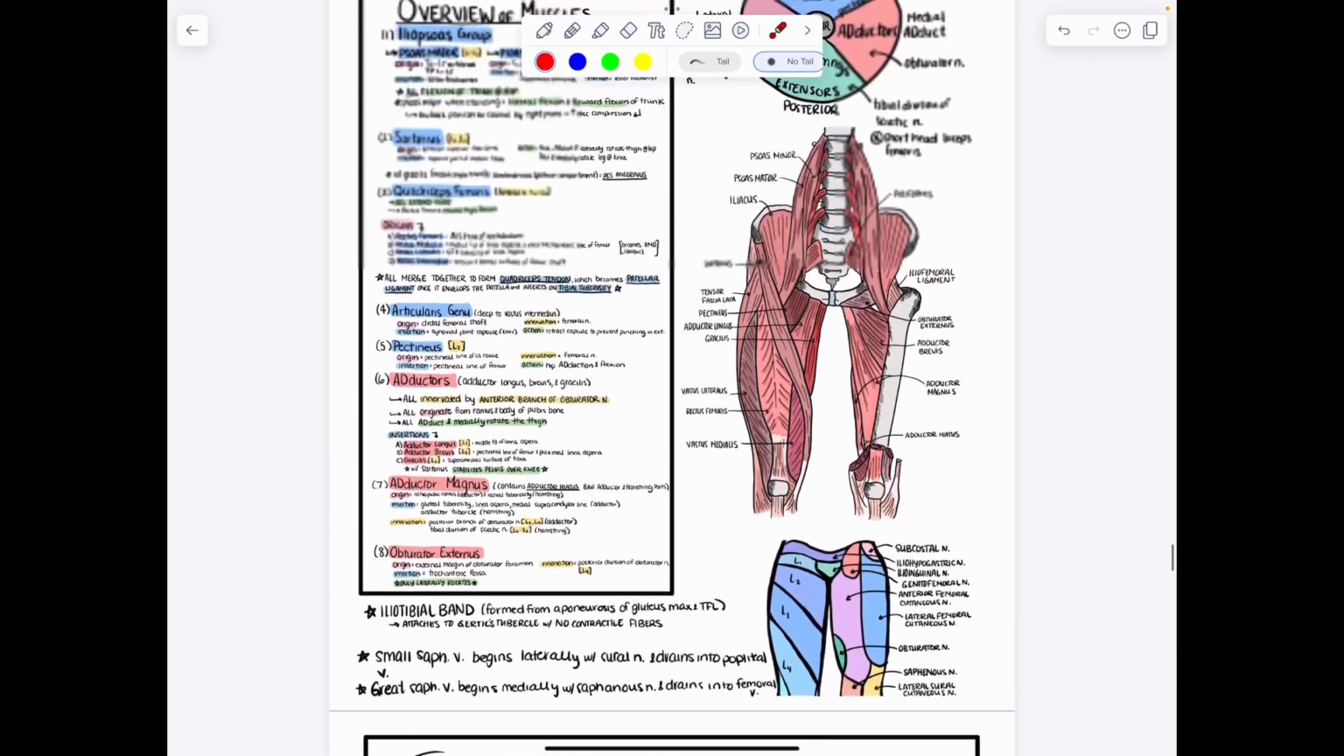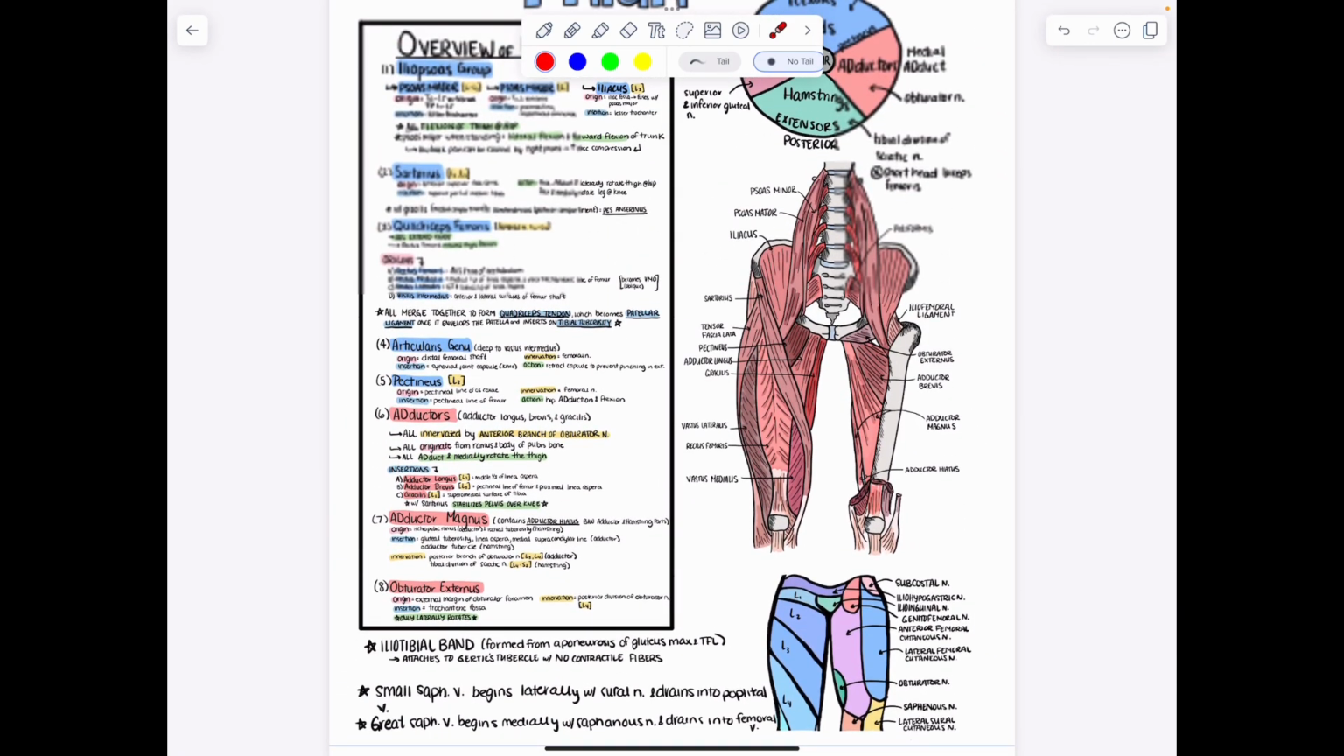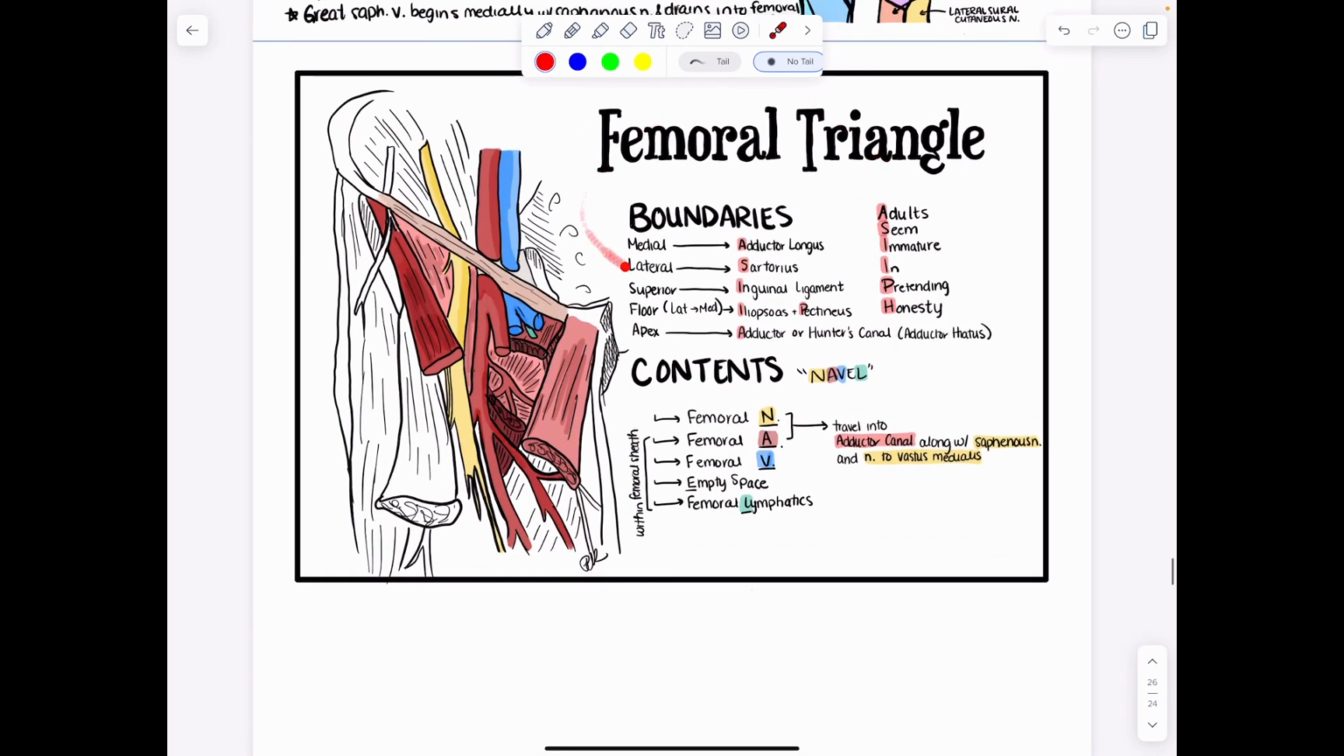Not too much for you to focus on, but there's just a drawing visual in case seeing the cadaver photos is harder for you to visualize where those muscles are. The femoral triangle is something that's more lecture-based, but just to show you how I have in here, the contents inside the femoral triangle can be remembered with navel. The femoral triangle is created by our sartorius here, and then on the medial side, adductor longus. And then on the top, we have our inguinal ligament. So that's going to create that triangle.